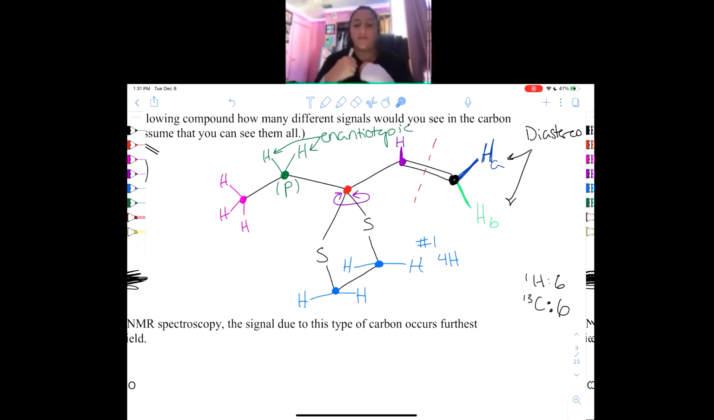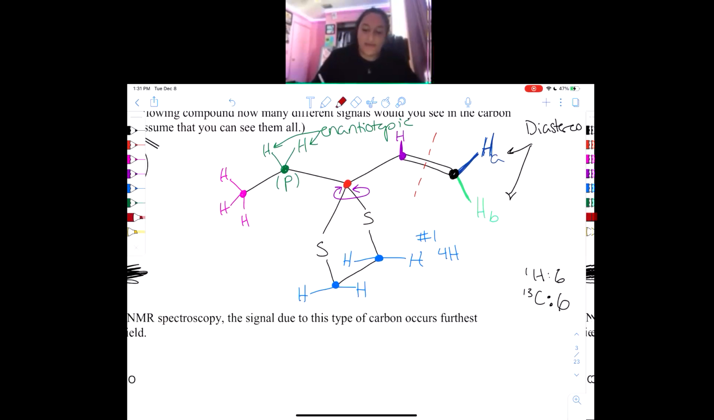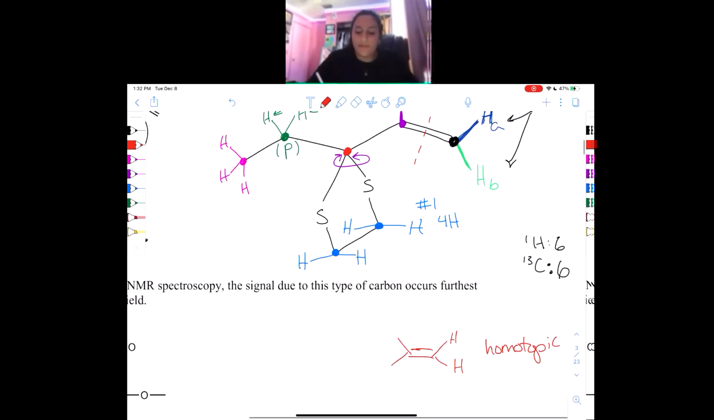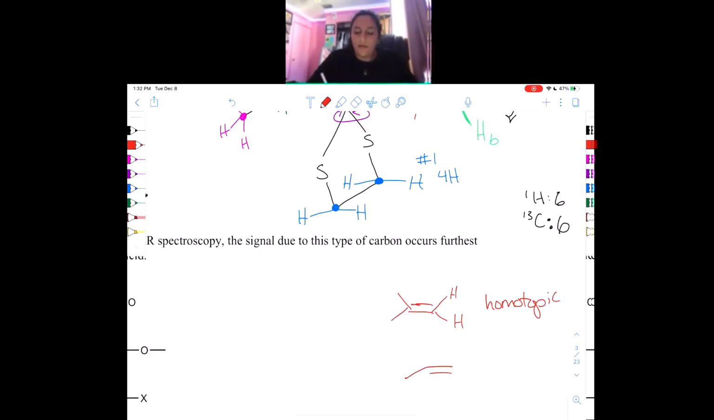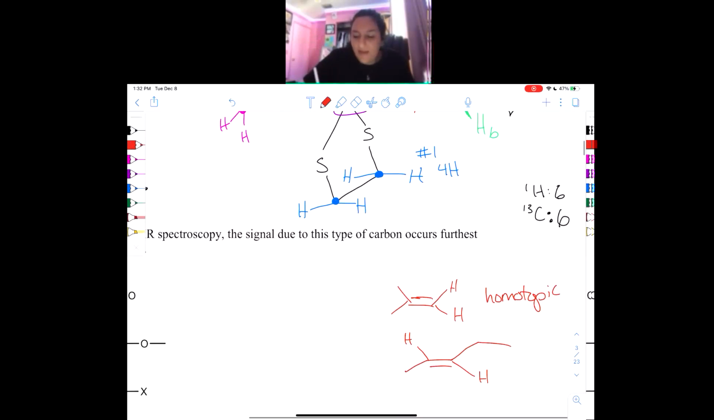For homotopic, if we had something that looked like this, with two of the same groups and two hydrogens, these would be homotopic. And if we had something like this, where there are two different groups and two hydrogens, but those two hydrogens are on two separate carbons, then that would be heterotopic.